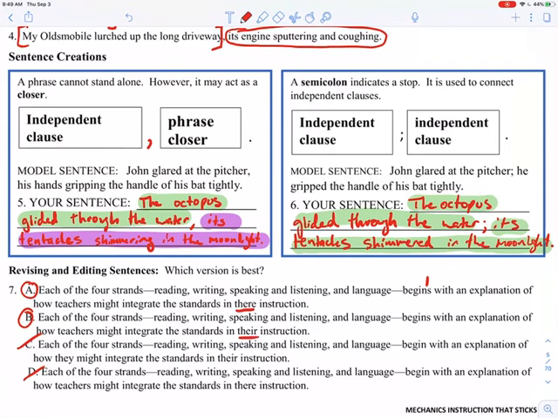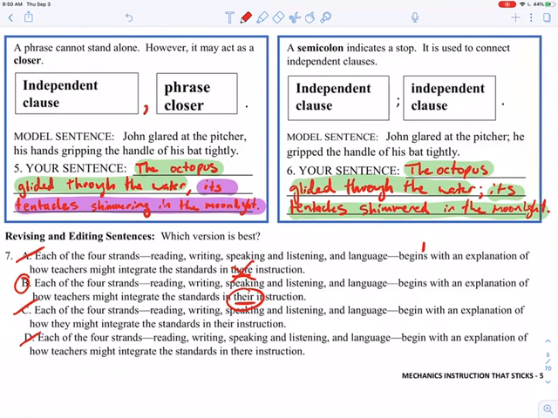So B would be the best answer, because it correctly uses there and also matches the correct verb, begins, with the subject of the sentence, which is a singular indefinite pronoun, each.